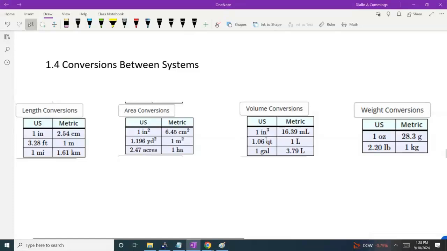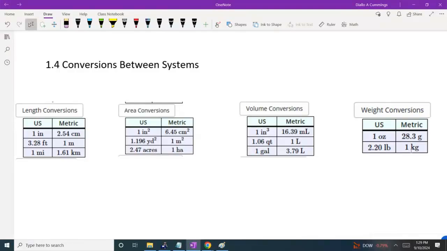For volume, notice they're in cubic units. Anything in cubic units, that's like capacity, or how much water something can hold. So 1 cubic inch is equal to 16.39 milliliters. 1.06 quarts is 1 liter, and 1 gallon is 3.79 liters. And then for weight, 1 ounce is 28.3 grams, and 2.2 pounds is 1 kilogram.